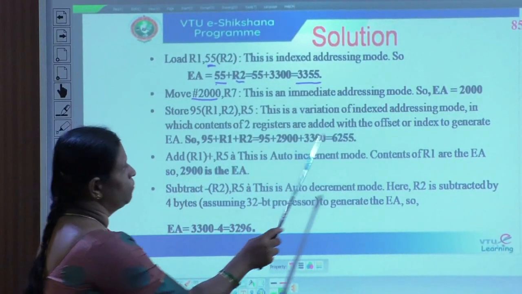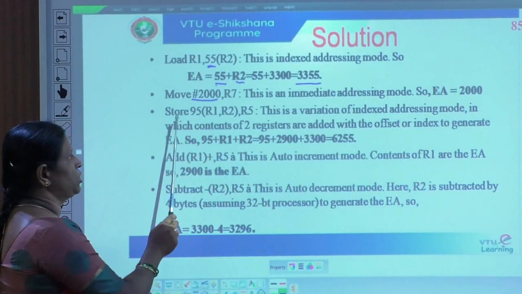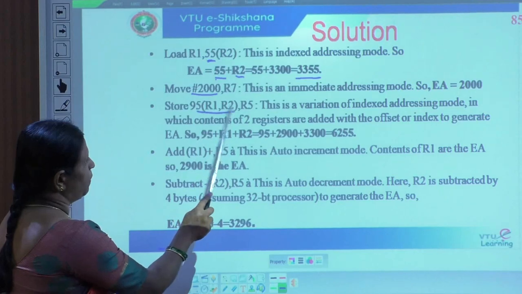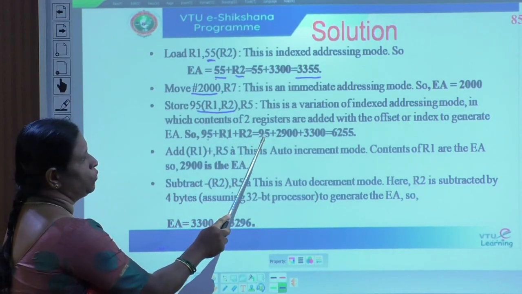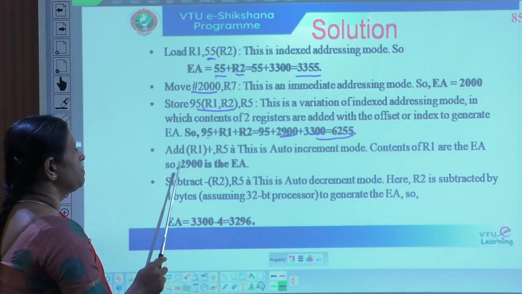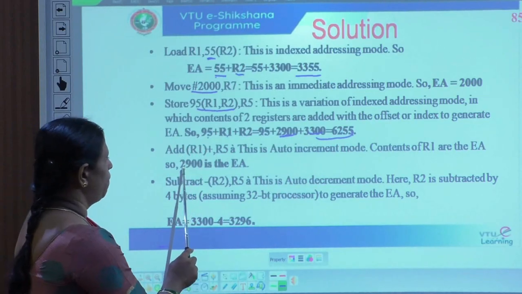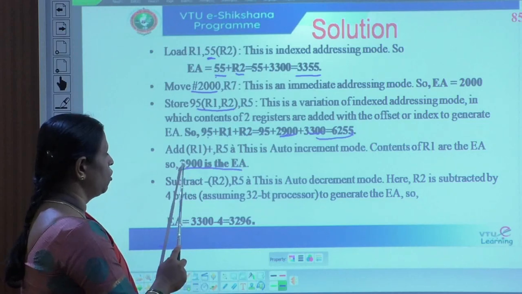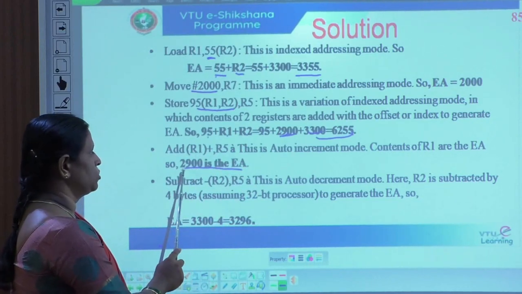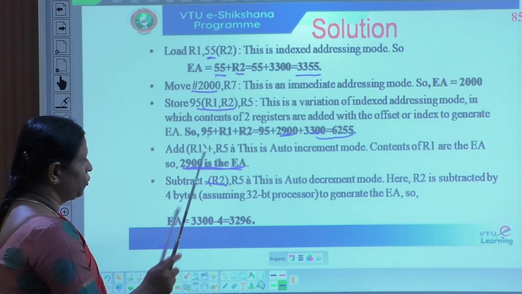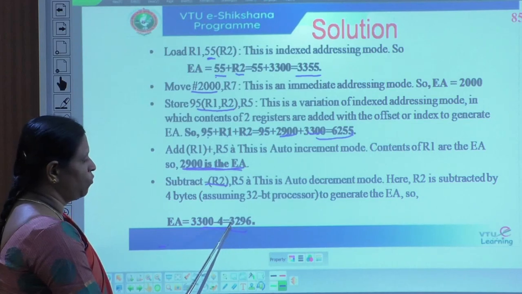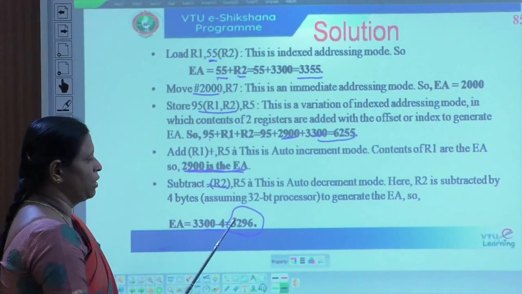Similarly, in immediate addressing mode, the effective address is directly available as a part of the instruction. Then this instruction is 95(R1, R2), with base R1 and index R2. Here you have to determine the effective address: 95 plus the contents of registers R1 and R2. This is the effective address of the operand. Similarly, for auto increment (R1)+, the effective address of the operand is 2900, because first the location will be used and then we are going to increment the value, so there is no change. Whereas in auto decrement, first we decrement and then use the value. So 3300 minus 4 is the new effective address of the operand.